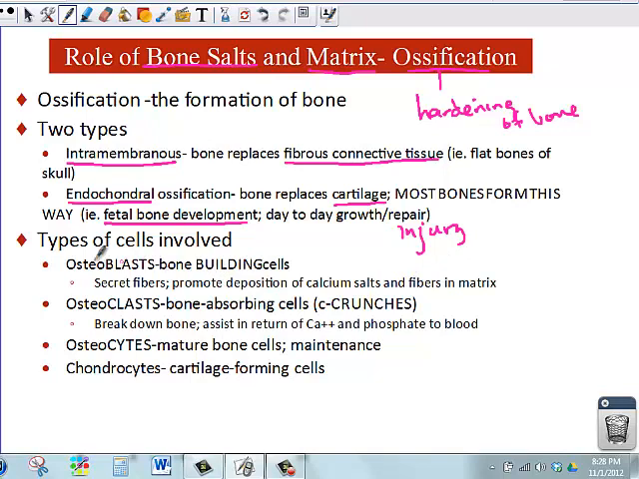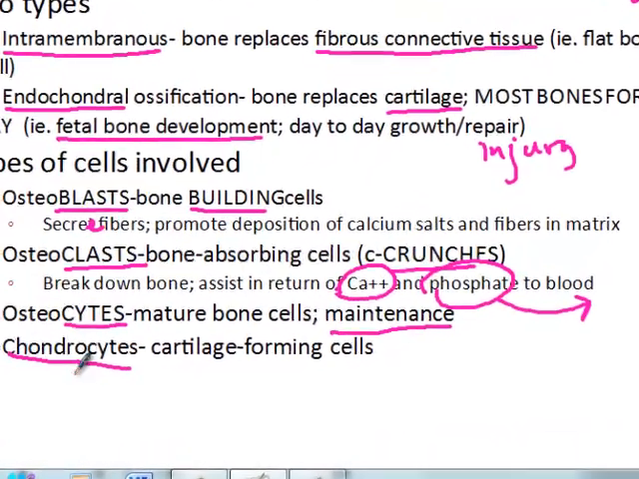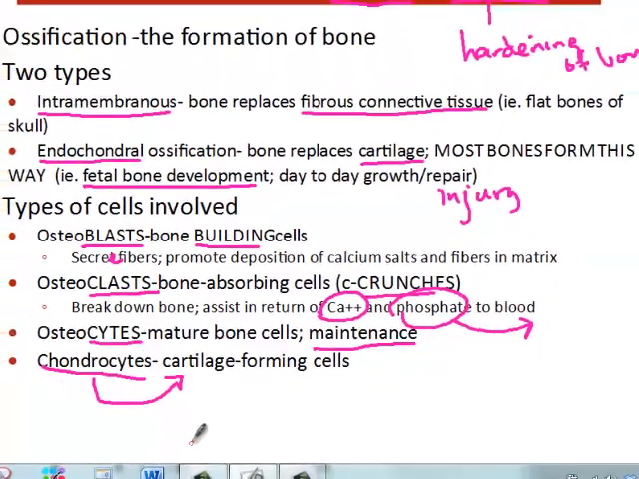There are several different types of cells involved in all this reshaping of bone. Osteoblasts are the bone building cells. They secrete fibers, and promote deposition of calcium salts and fibers in that matrix. Osteoclasts are bone absorbing cells, so they remove bone and break it down, and they assist in returning calcium and phosphate back into the bloodstream. Osteocytes are just mature bone cells that are part of the regular maintenance of bone. And chondrocytes, which I haven't talked about, are associated with cartilage formation.